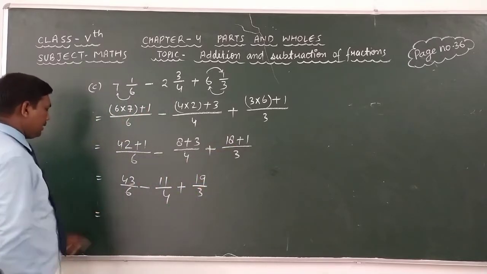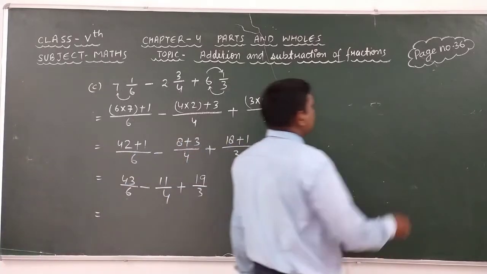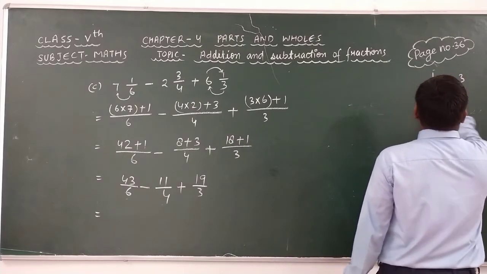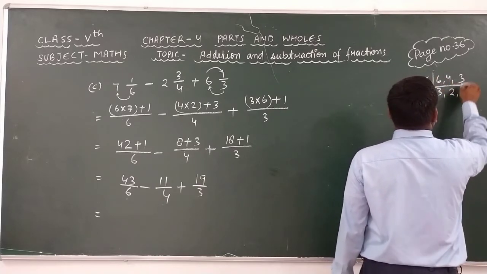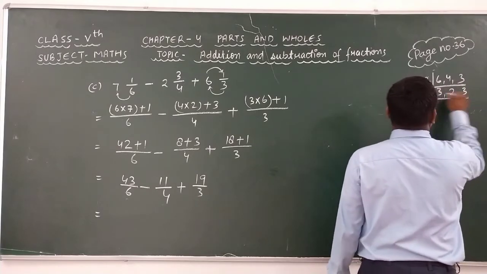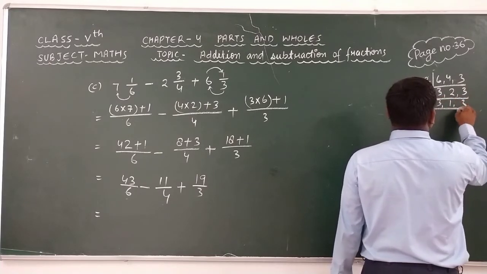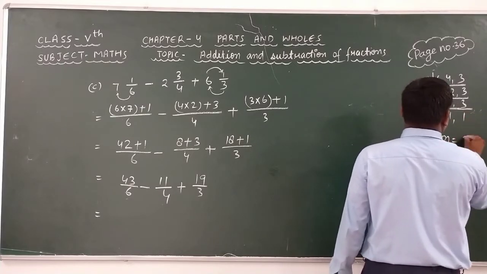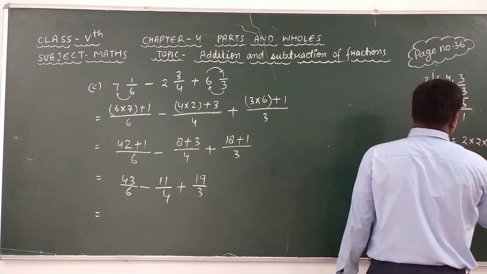Okay, students, look at here carefully. Here given that 6, 4, 3 are not the same, therefore we can take the LCM of 6, 4, 3. 2 3s are 6, 2 2s are 4. Because 3 is not divisible by 2, therefore we can take 3 as same. Again we have to take 2, 3, 1, 3. 3 1s are 3, 1, 1. Then LCM is equal to 2 into 2 into 3. 2 2s are 4, 4 3s are 12.